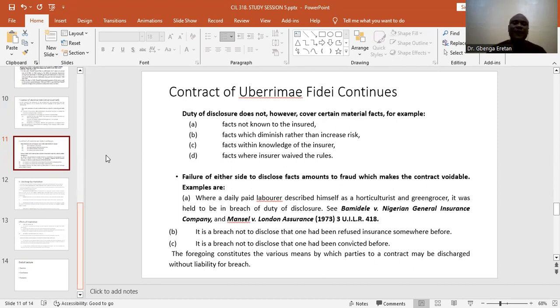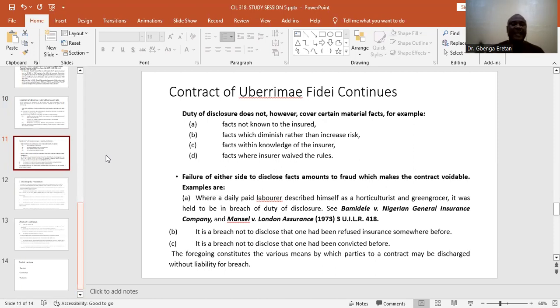Number two, facts which diminish rather than increase the risk. Number three, facts within the knowledge of the insurer. And number four, facts which the insurer waives under its rules. These are facts that don't need to be disclosed. But we need to now go to a different heading.